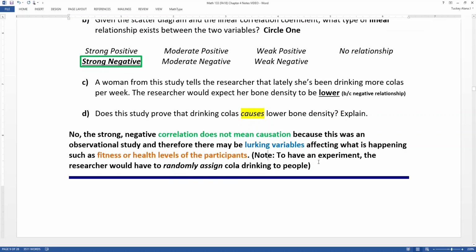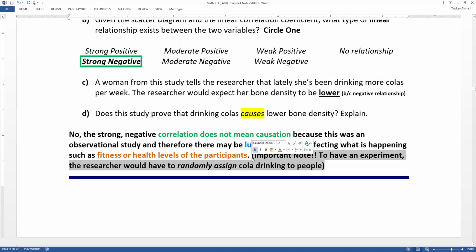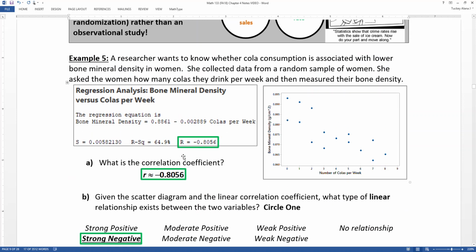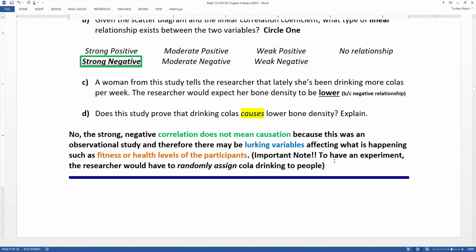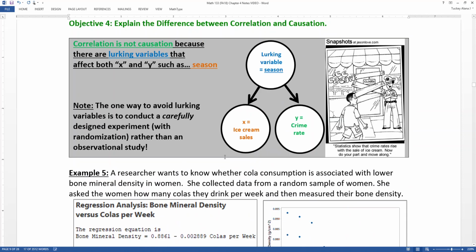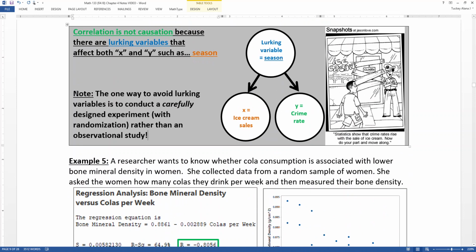And this brings us to a very important note that I'm actually going to add to the box up above, which is to have an experiment. The researcher would have to have randomly assigned cola drinking to people. And that means that you can't do that, right? Well, I guess you could if people are willing to do it for a short-term study. But even people that are willing to drink colas might be different than people that are never willing to drink colas no matter what.